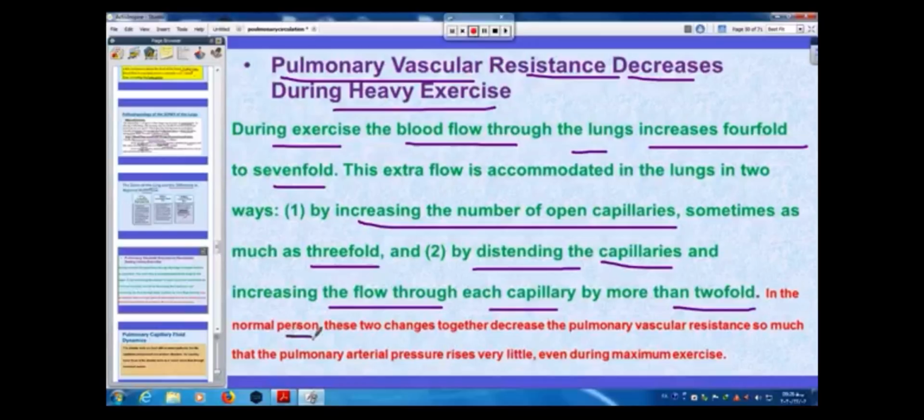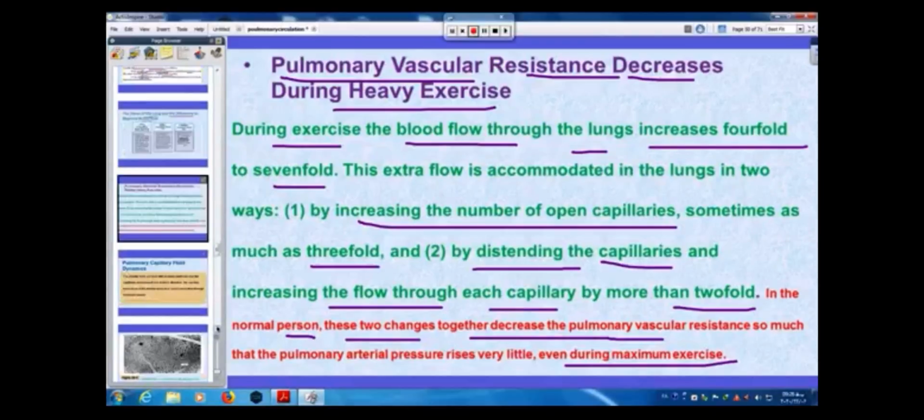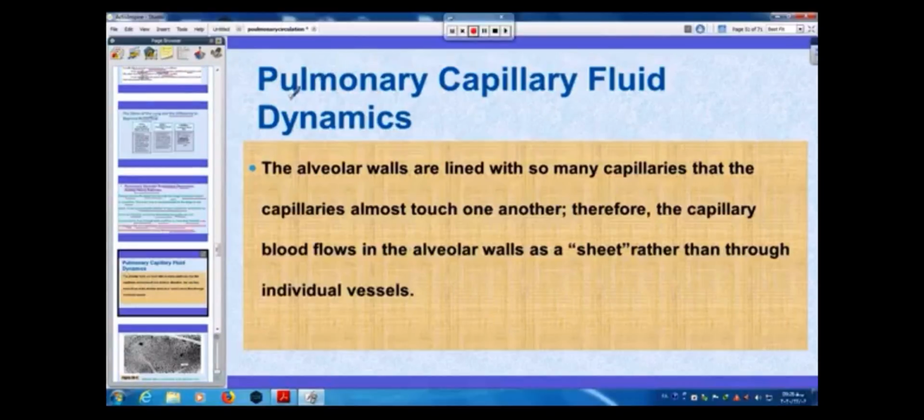In the normal person, these two changes together decrease pulmonary vascular resistance so much that the pulmonary arterial pressure rises very little, even during maximum exercise. And we mentioned this in the figure before. And pulmonary capillary flow dynamics is very important in the pulmonary circulation.